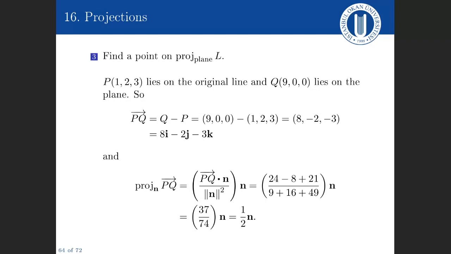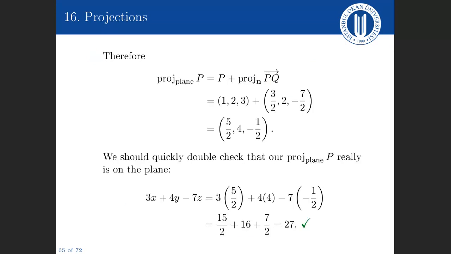How do we project the point P onto the plane? Take our point P, and we take any point Q on the plane. Then we project the vector PQ onto M. The projection of the point P onto the plane is P plus the projection of PQ onto M, just as we've done before.